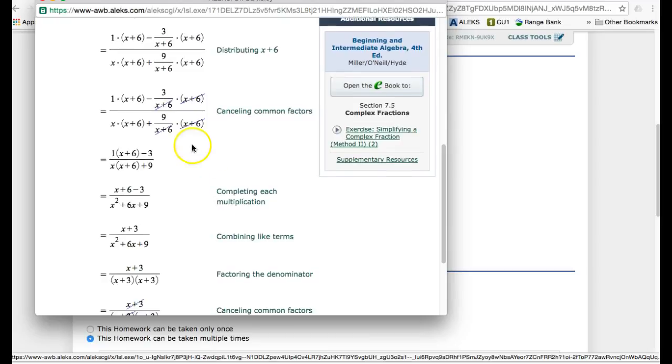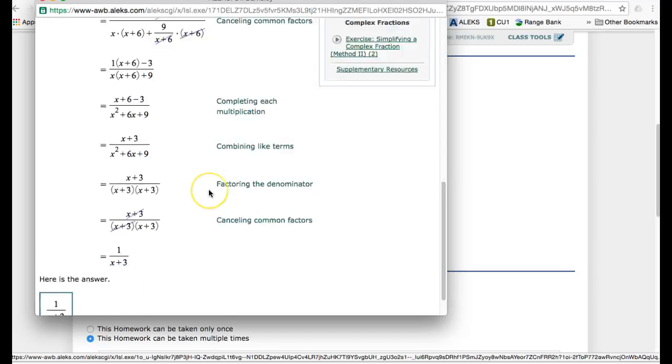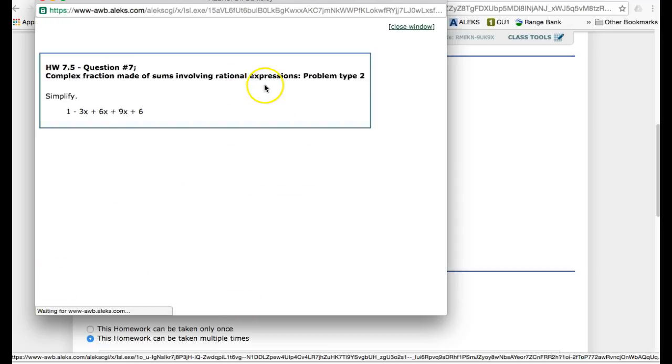But you can go further on this one, because after you canceled and you had 3 there and 9 there, you distributed. See, this is the distributing x. And then you're like, holy smokes, I can keep going. So you factor again, and then you cancel again. And remember, canceling is really division. So you're going to have x plus 3 divided by x plus 3, which is just 1. That's this one that shows up right there, over x plus 3. And there's your answer. Okay, let's talk about one more problem.